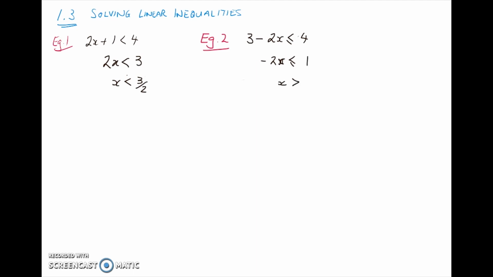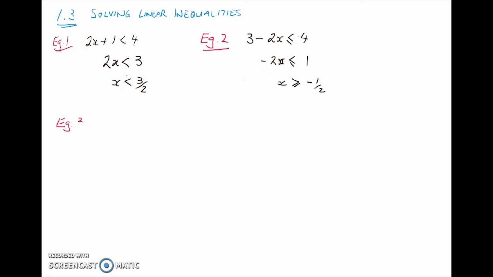And then dividing by negative 2, so we've got x is greater than or equal to negative 1/2. You notice the inequality sign has reversed because we have divided by the negative 2. So our answer to this inequality is x is greater than or equal to negative 1/2.